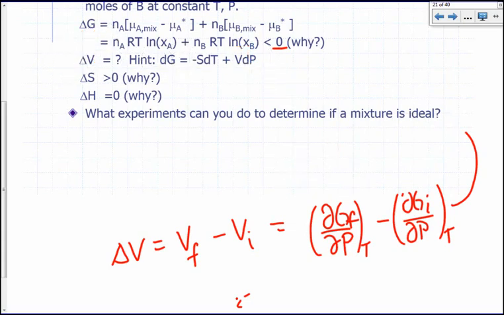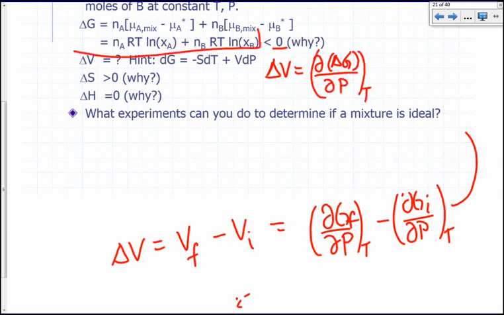So delta V is the partial of delta G with respect to pressure at constant T. Do you see any pressure dependency? None. So delta V would just be equal to 0. Okay. What does delta V equal to 0 mean? Final volume equals initial volume, so that means we say volumes are additive.